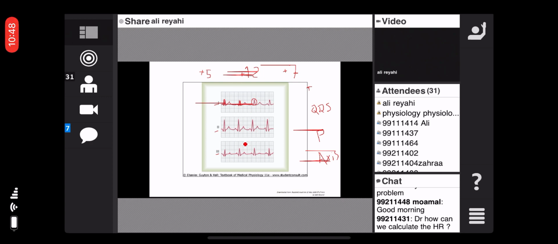So for this heart, the electrical axis of the heart would be this one. We draw lead 1, we draw lead 2, and we draw lead 3. In lead 1, we have recorded 5 positive charges. So toward the positive end of lead 1, we draw 5 units.